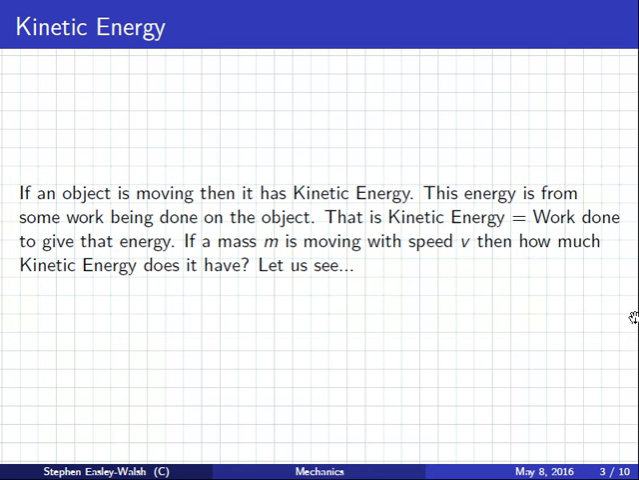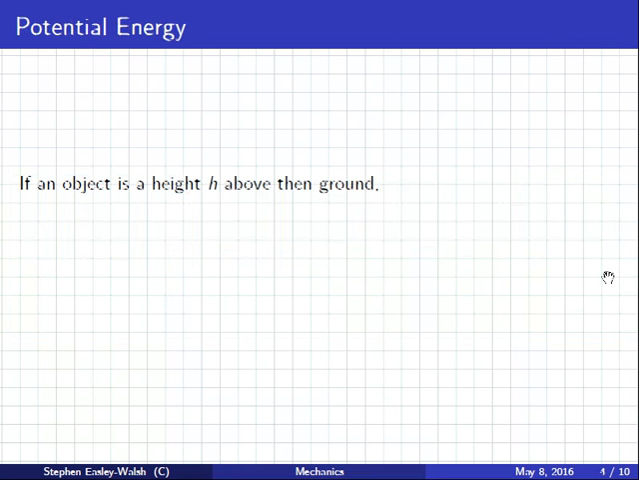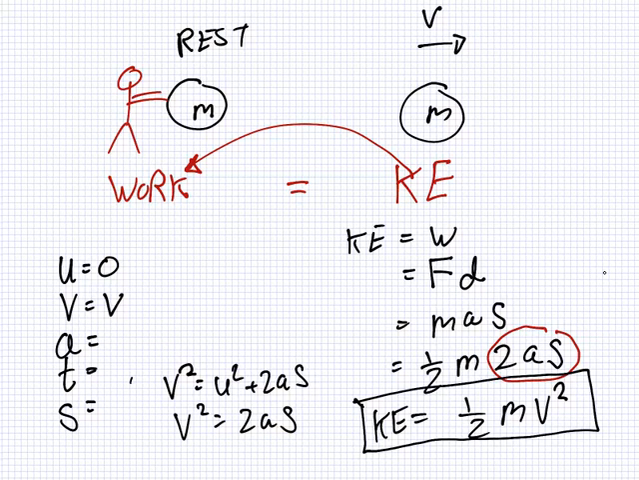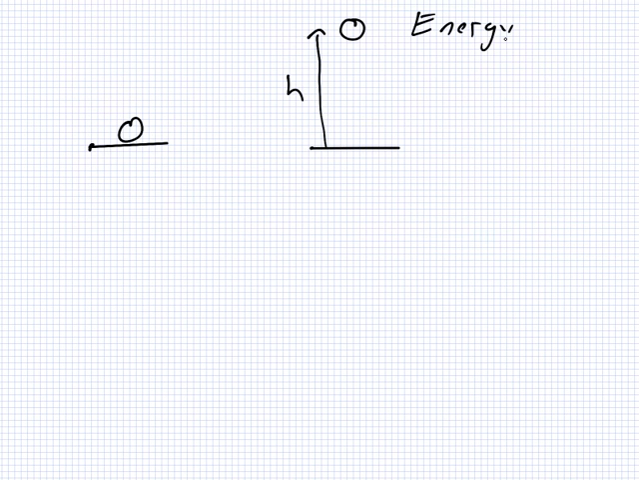So you can probably guess what the second formula is we'll have to do. Potential energy. So if we think about it, this ball is on the ground, and now it's up at a height h. It has energy because it can do work. Because you could drop the ball and break someone's head open. So you can do work here. Nice work done, yes, indeed.